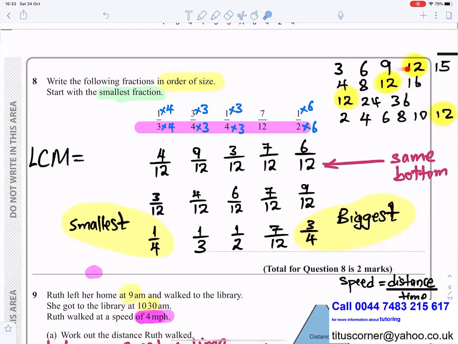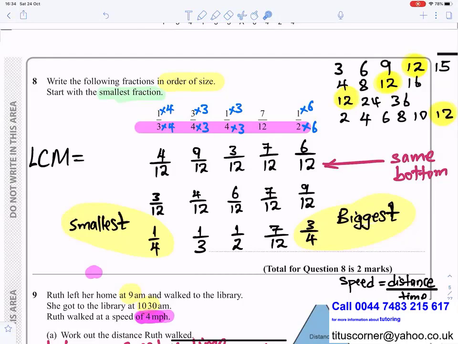We can write the multiples of 3: 3, 6, 9, 12, 15. Multiples of 4: 4, 8, 12, 16. Multiples of 12: 12, 24, 36, it carries on. Multiples of 2: 2, 4, 6, 8, 10, 12. If you notice, the first number that is found in all of them is 12. So we choose 12 as the lowest common multiple.